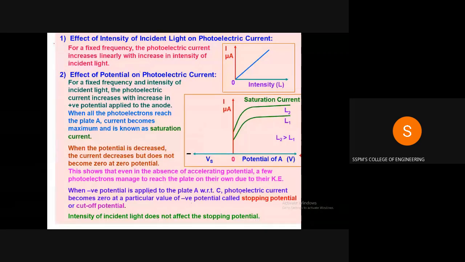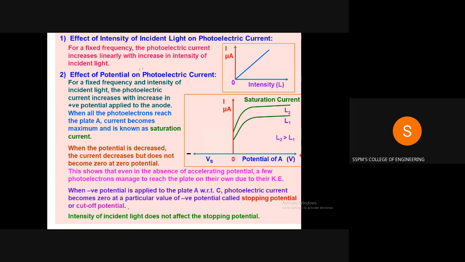Okay. Now, on this photoelectric effect, there are three variables. First one, intensity of incident light, frequency of incident light. Next one, stopping potential. Next one, photoelectric current. Next one, threshold frequency. Okay, let us see the effects of all these parameters one by one.